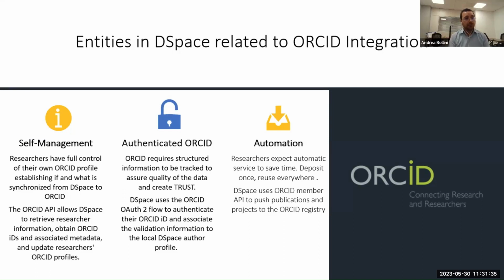And also, if you are a member of ORCID, you have access to the ORCID member API, and you can configure this API in your repository and enable the automatic synchronization of local DSpace data with ORCID. So the researcher will input information once, and this information entered in the repository will be reused everywhere, starting from ORCID, where we will push these bibliographic data and they will be available in the ORCID profile.